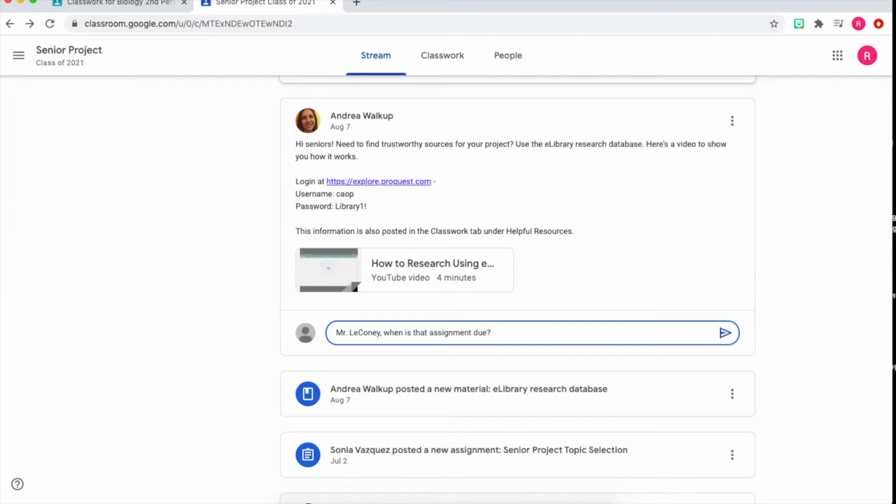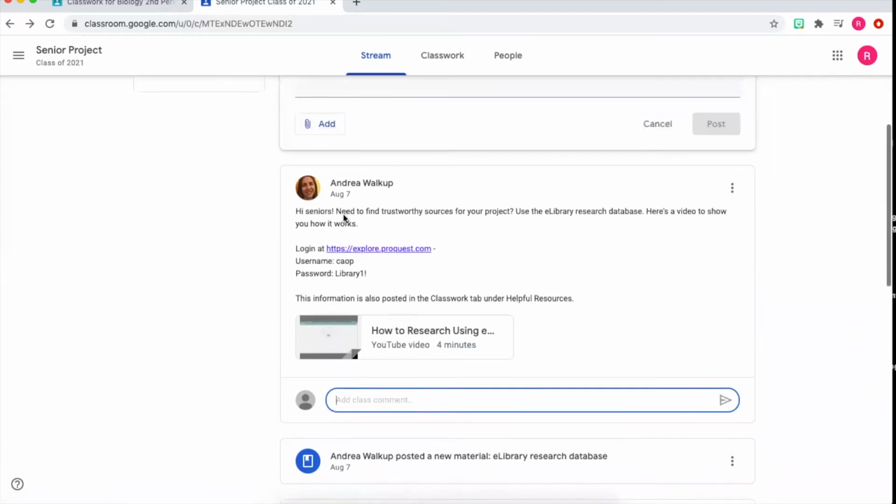And everybody will be able to see your comment, by the way. This is a shared forum. Right? And that's a good thing because everyone else may have the same question. You might be the hero of the day. And when I answer it, everyone will see the answer. This is if it's just a random comment I made.